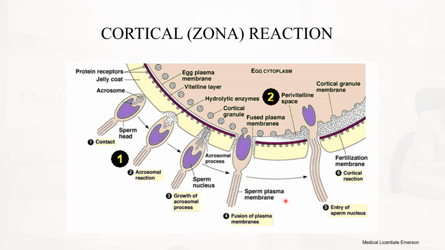So let me just do a recap. Number one started with the contact of the gametes. The second, we talked about the acrosomal reaction. Then the third talked about the growth of the acrosomal process. Then four, there's fusion of the plasma membranes. Then five, there's entry of the sperm nucleus. Of course, the plasma membrane doesn't go together with the sperm nucleus. Then six, you have the cortical reaction now. Okay, so that's what you need to understand.